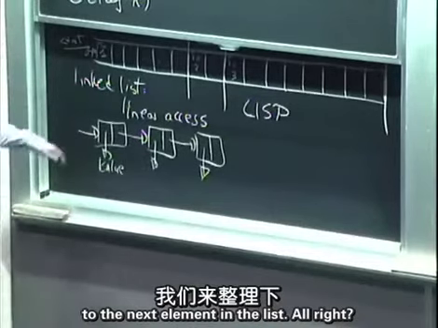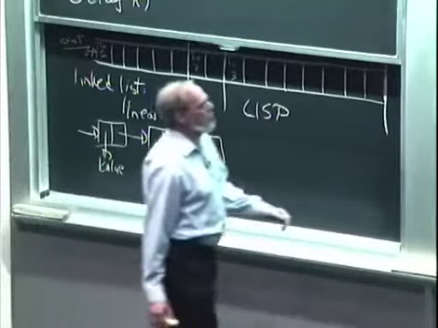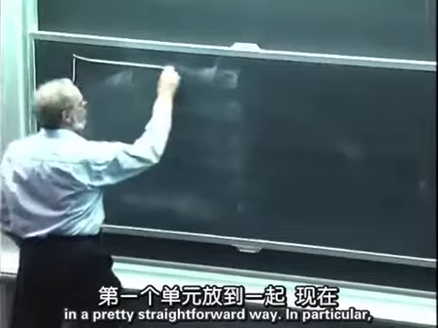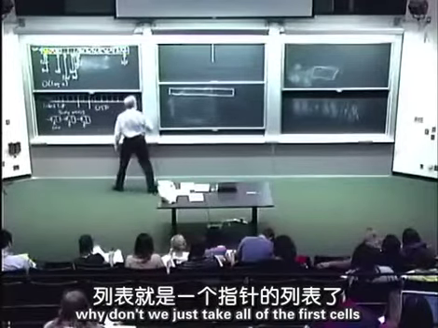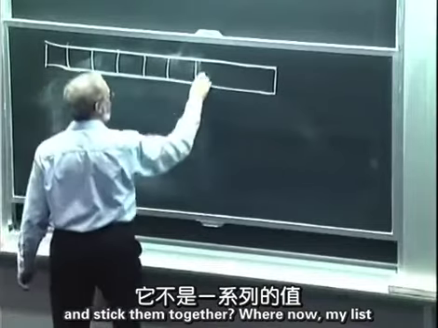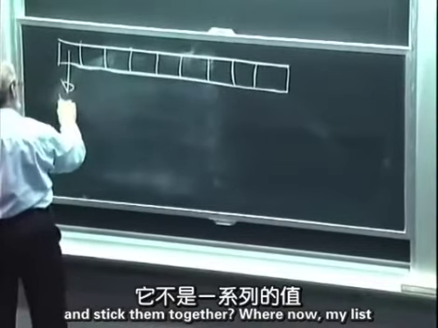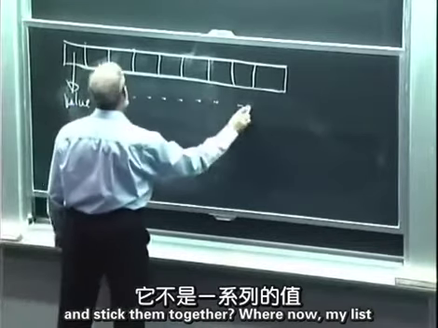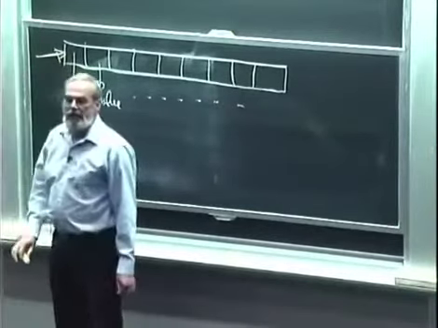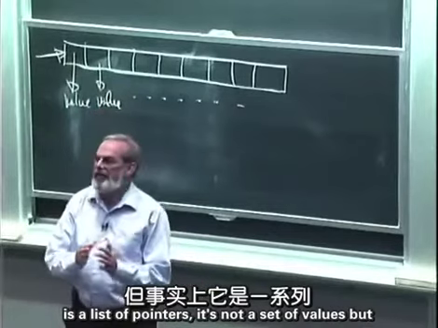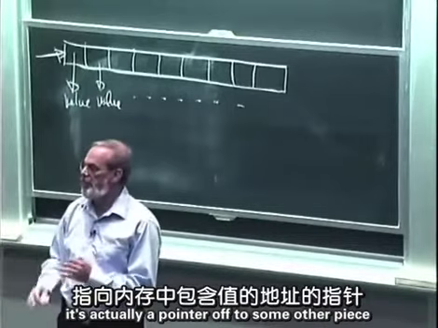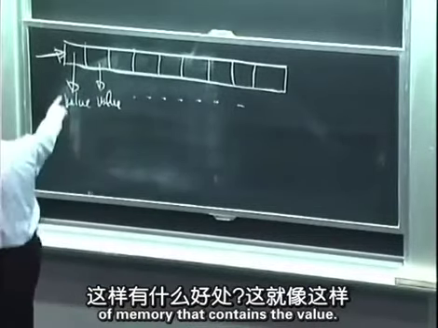Right? And one of the things we could do if we look at that is we say, gee, we could reorganize this in a pretty straightforward way. In particular, why don't we just take all of the first cells and stick them together? Where now my list is a list of pointers. It's not a set of values, but it's actually a pointer off to some other piece of memory that contains the value. And why is this nice?